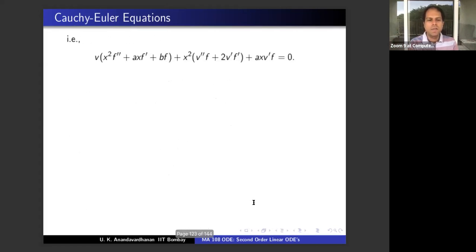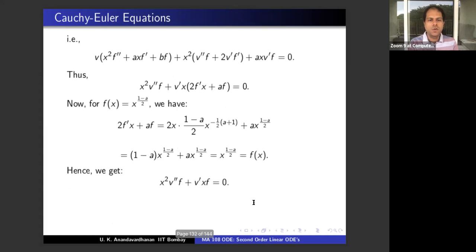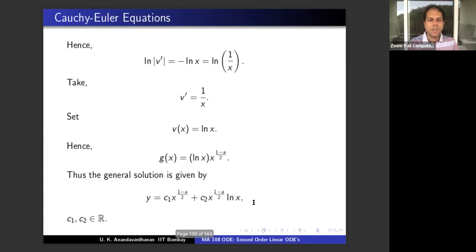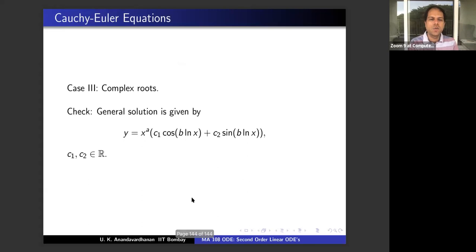Let me leave it as an exercise for you to check that in the complex root case, you will get the general solution to be x power a times c1 cos(b log x) plus another constant times sin(b log x), with c1 and c2 arbitrary real coefficients. And this is the last slide. Maybe I went a bit too fast, but it's okay because conceptually there was nothing difficult.